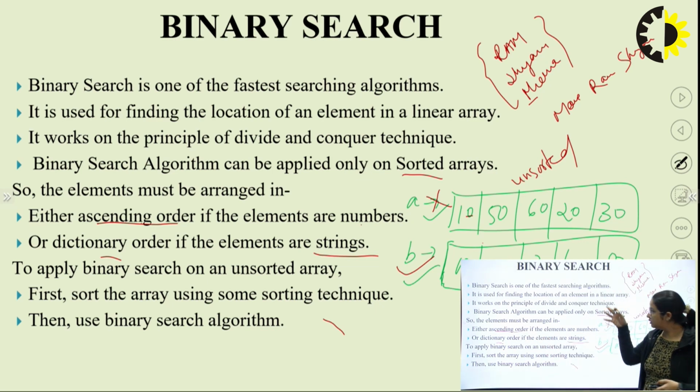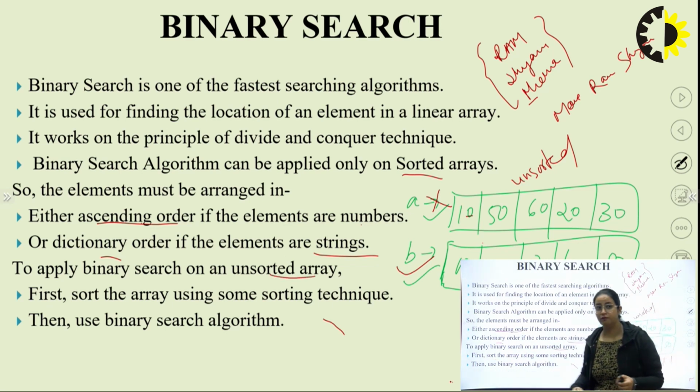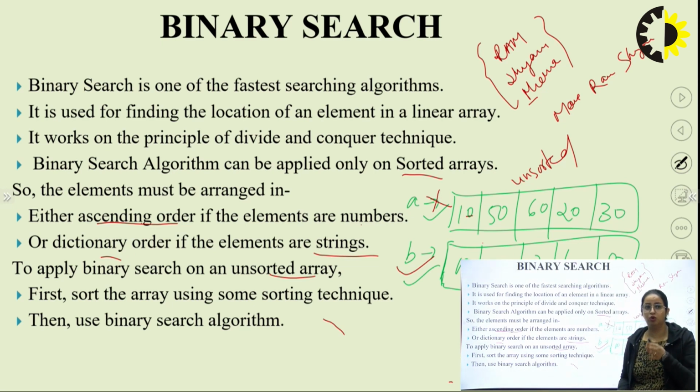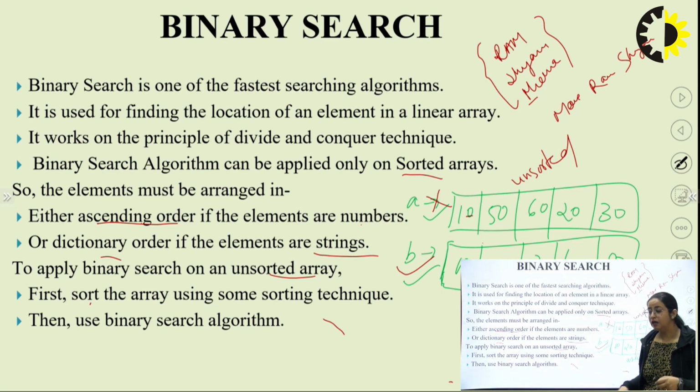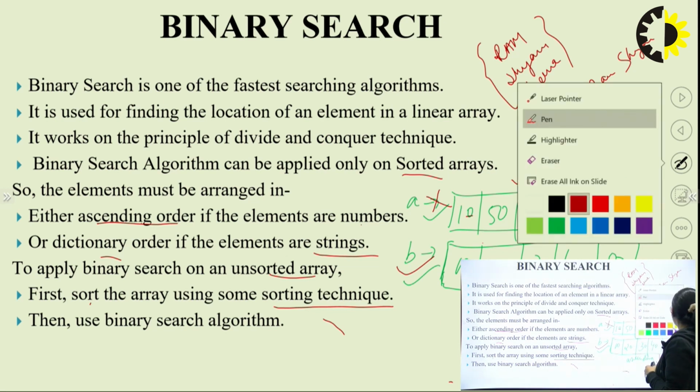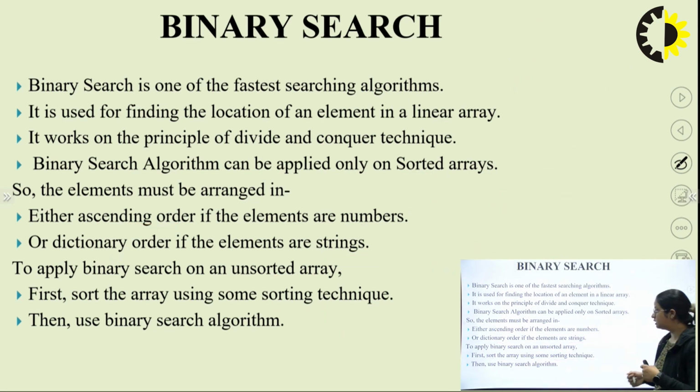So that is all about the sorting requirement for binary search. After that, if you want to apply the search on an unsorted array, then, as I have already told, first we have to sort the elements of the array by using some sorting technique. Now what do we mean by sorting techniques? We have not discussed sorting techniques here. Sorting techniques are basically used to sort the elements either in ascending order or in descending order.